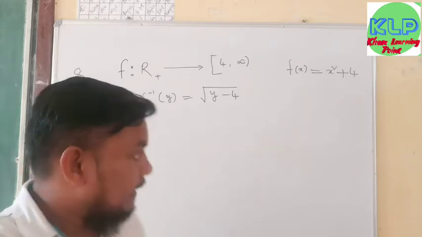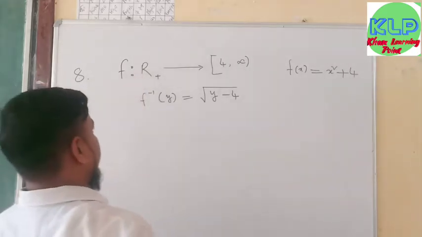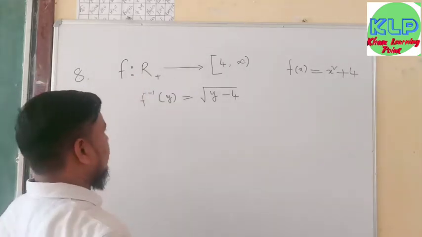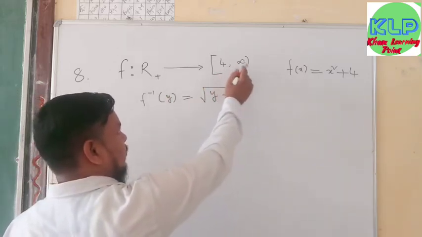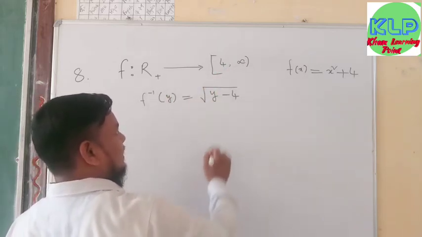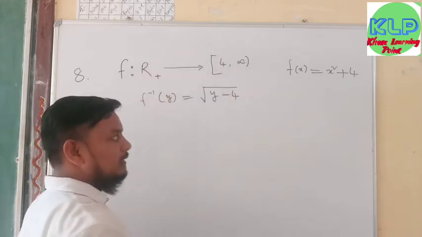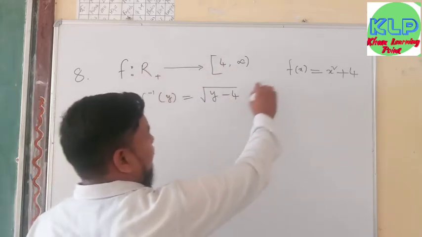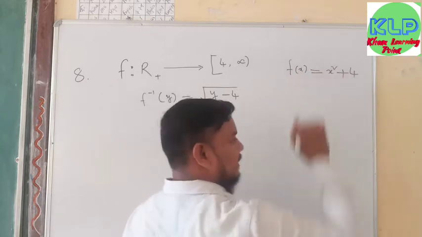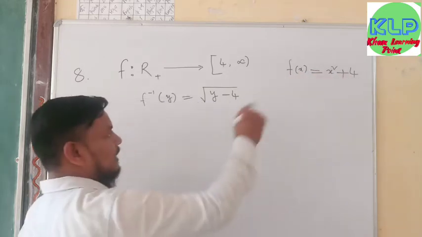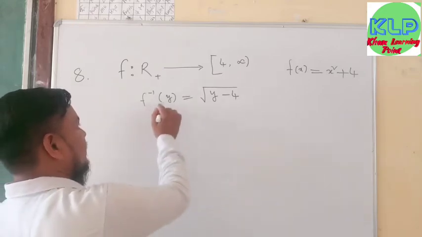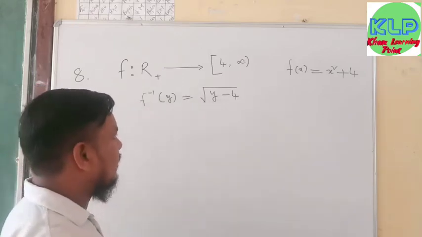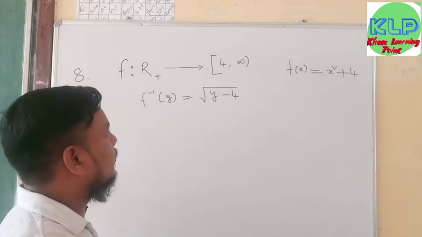Okay, here f is a function, the domain is the non-negative real numbers and the codomain is the half closed interval 4 to infinity, which is a subset of the real numbers, and the function is defined by f(x) is equal to x squared plus 4. We need to show that the function f is invertible with the inverse f inverse of y equal to square root of y minus 4.